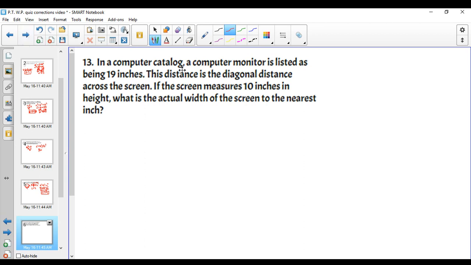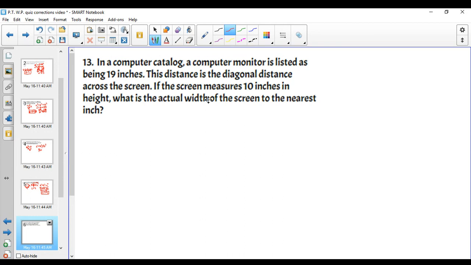Okay, the next one we're going to look at is number 13. It says, in a computer catalog, a computer monitor is listed as being 19 inches. This distance is the diagonal distance across the screen. If the screen measures 10 inches in height, what is the actual width of the screen to the nearest inch?